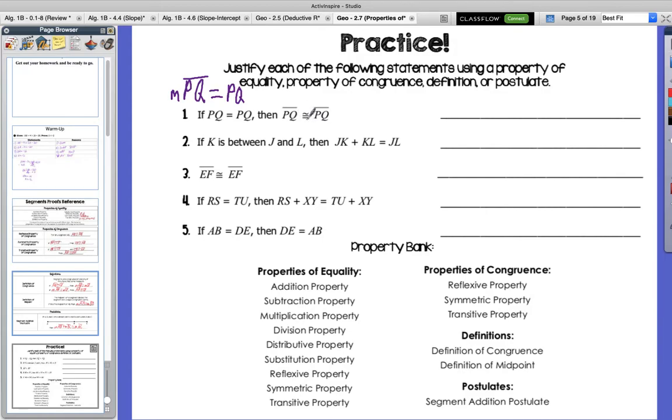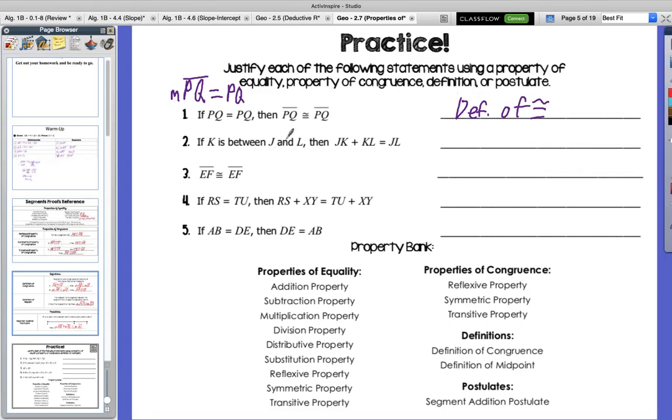Now they happen to be the same one, so we might be thinking reflexive property. But we have to dive in a little bit deeper and say, okay, well, if the measures are equal, then those two segments are congruent. That's going to be our definition, or I'll just abbreviate as def, of congruence. Saying, hey, if the measures are equal, then the segments are congruent, or vice versa, the other way around.